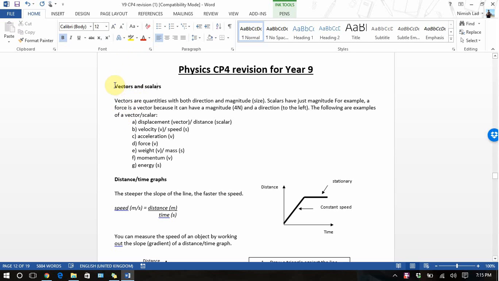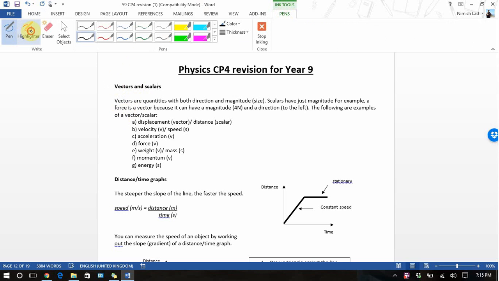So the first thing we learnt about was vectors and scalars. Get my highlighter tool on. When it comes to vectors and scalars, remember vectors are quantities that have both size and direction, so direction and magnitude. Magnitude is just a posh word for size. Scalars have just magnitude, in other words, just a size. For example, force is a vector because it can have a magnitude, 4 newtons, to the left.